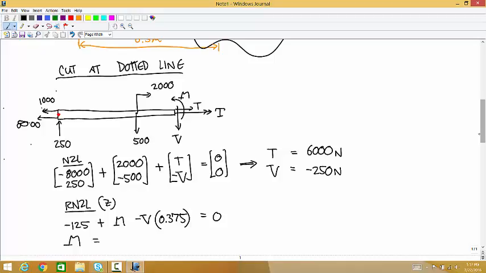In this case, we're not doing this as a function of x, we're just doing a cut at a known value of x. x is equal to 0.375. That's why. Okay, so the negative 125 came from 500 times 0.25. This distance is 0.25. So we have negative 93.75 plus 125. So what's that? 31.25.